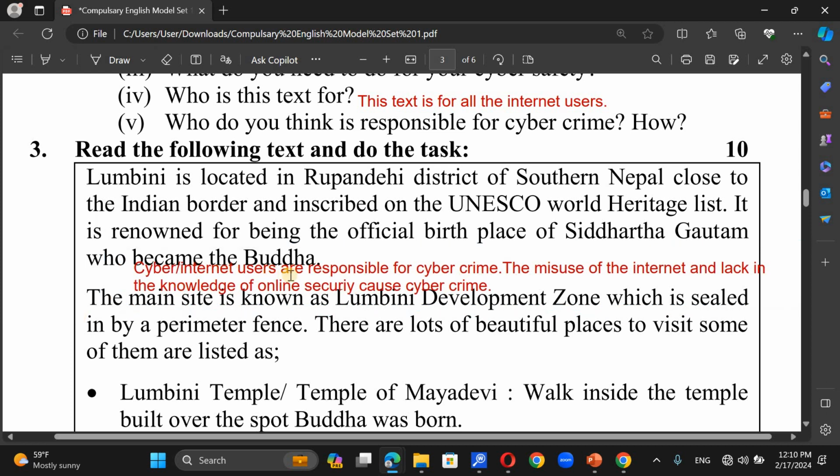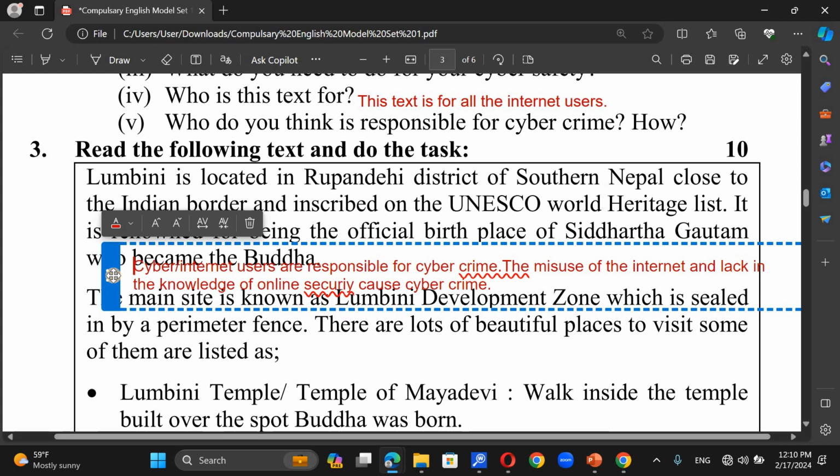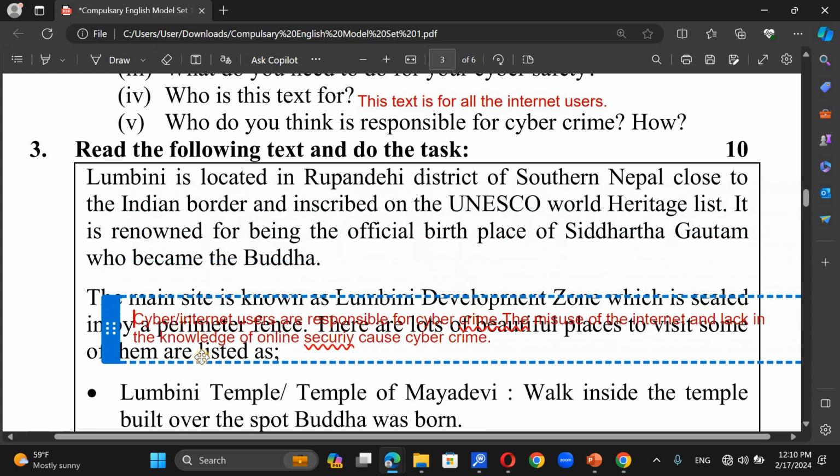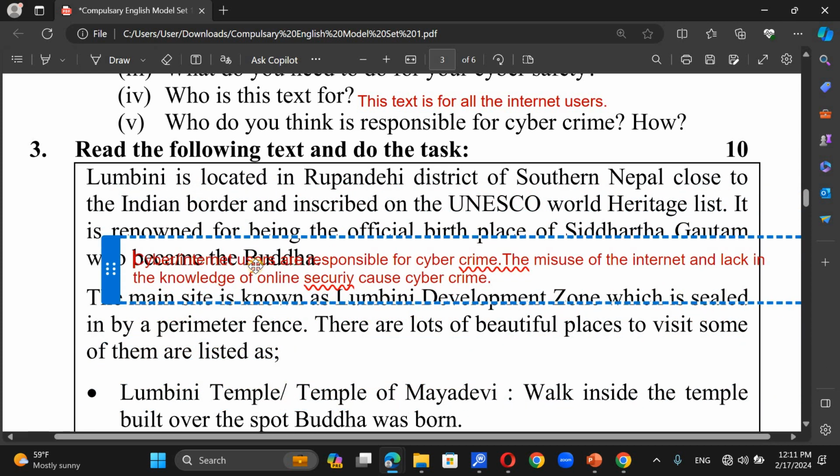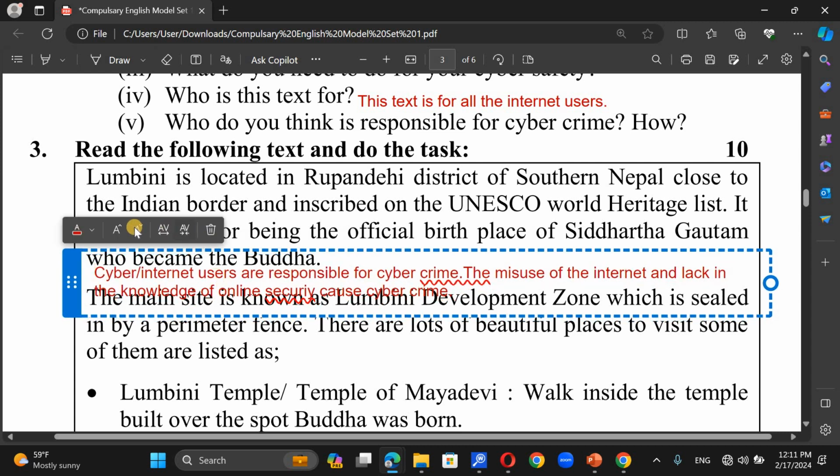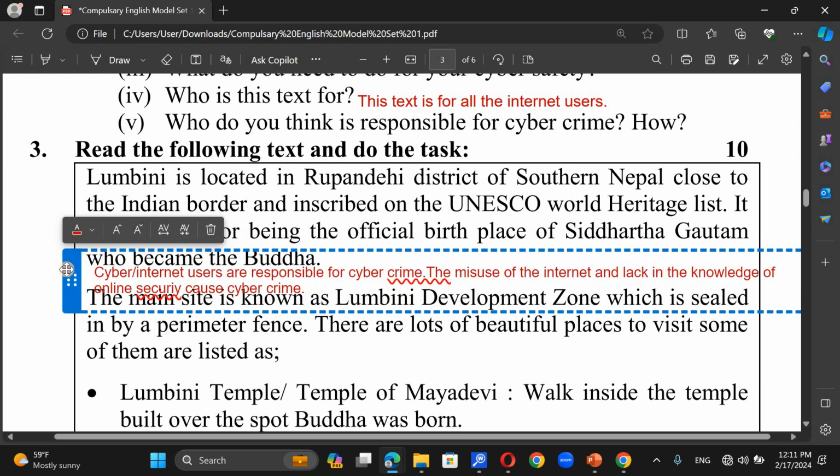So cyber or internet users are responsible for cybercrime. The misuse of the internet and lack of knowledge of online security cause cybercrime. So this is the answer, dear students. So you can write the answer. So here you can see it clearly.